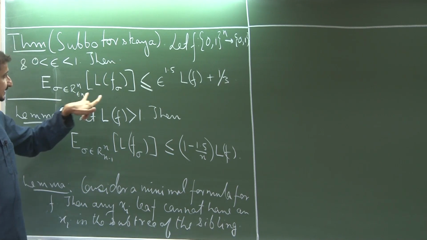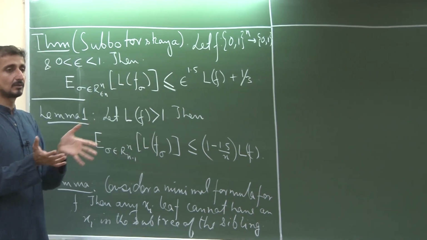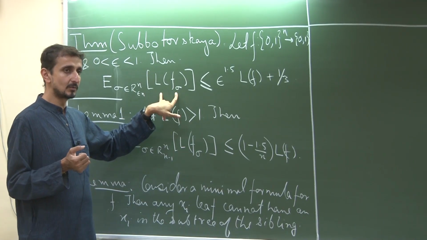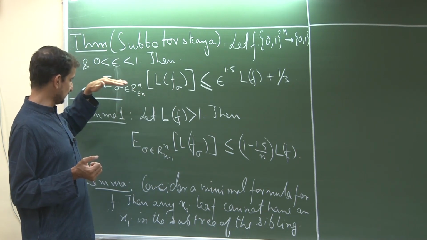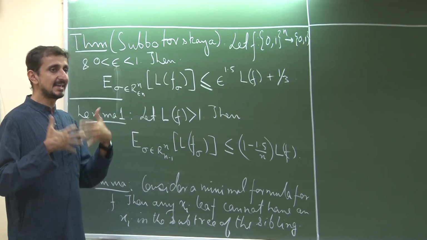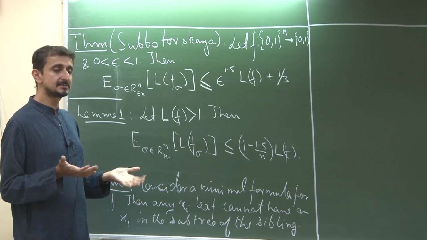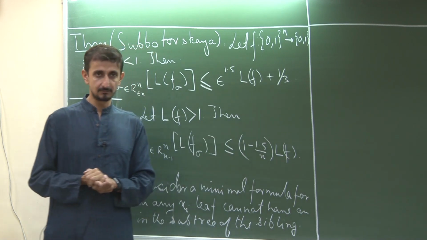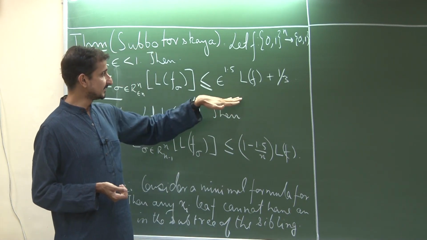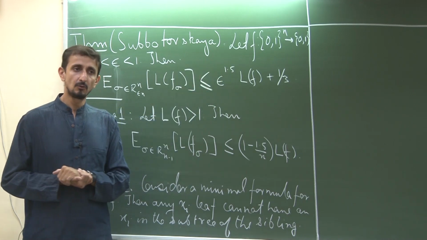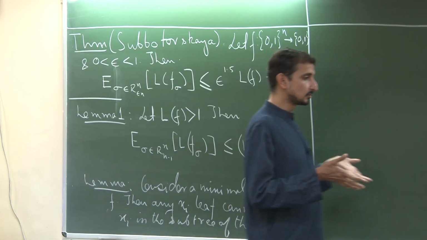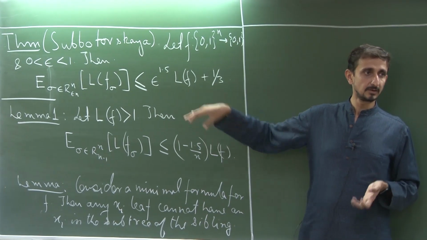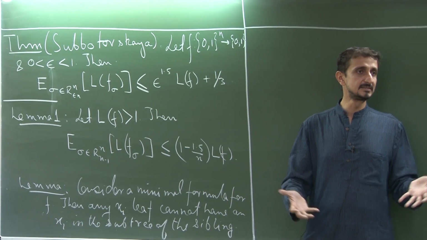Now, if I look at this restricted function, of course the restricted function is a smaller function, so it will have a smaller formula complexity. This theorem characterizes the expected formula complexity of the restricted function in terms of the formula complexity of the original function. What it says is that it gets reduced by a factor of epsilon to the power 1.5. And we saw last time that showing it gets reduced by a factor of epsilon is quite trivial, because it is just counting the number of leaves that disappear.